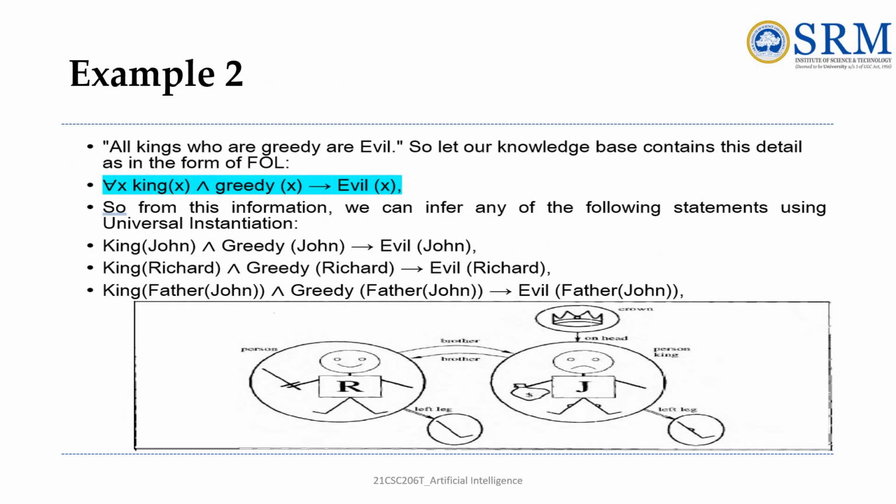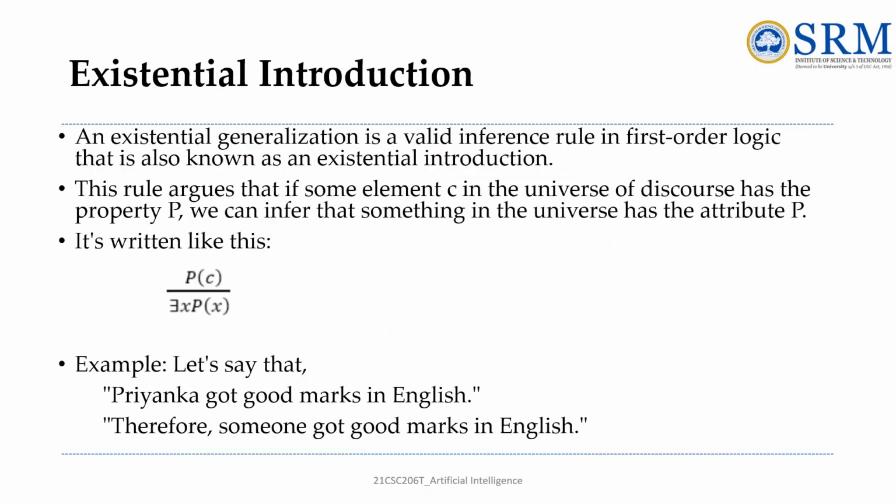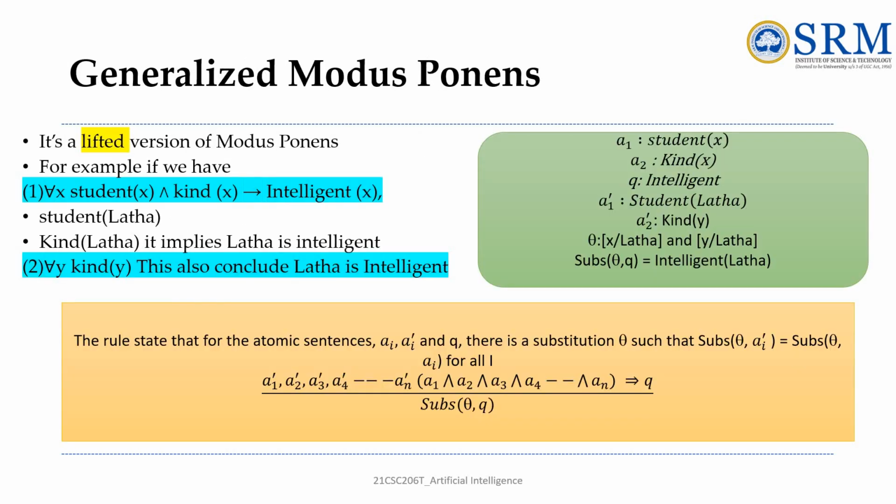And next, existential instantiation: if something exists, we can treat it as a specific constant temporarily. And existential introduction: if something is true of an individual, we can assert that something has that property. So we have some examples of the inference.